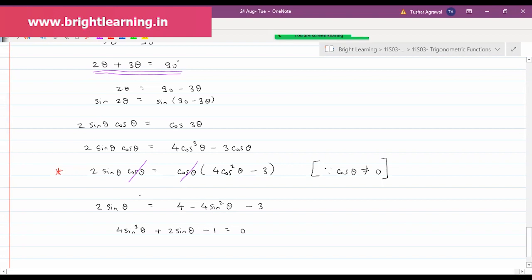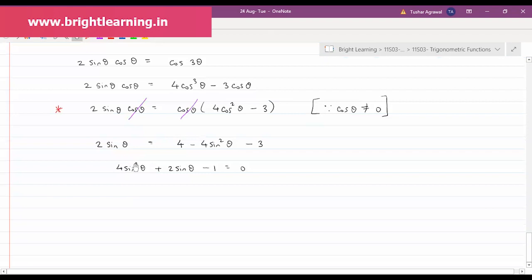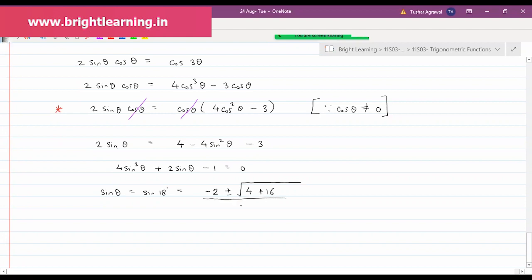It's a quadratic equation in sine theta. So how will we calculate sine theta? Sine theta is actually sine 18, correct? Just use the standard formula: minus b plus minus under root of b square minus 4 times ac. 4 times ac is negative 16, so minus of minus 16 will become plus 16, upon 2a. 2a is 8. So this becomes minus 2 plus minus under root 20 upon 8.